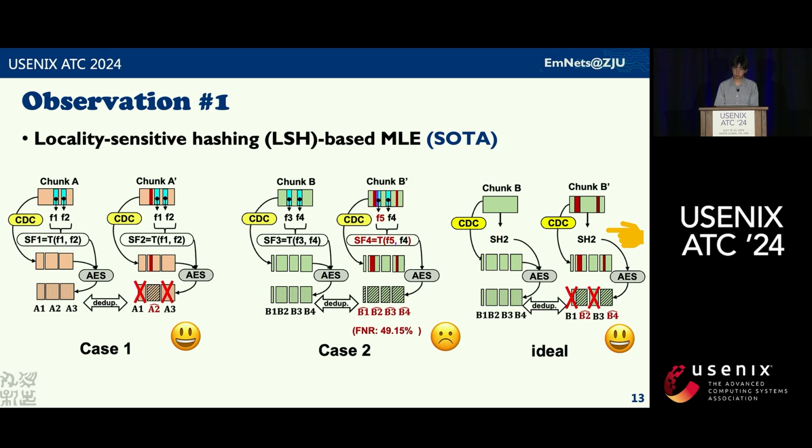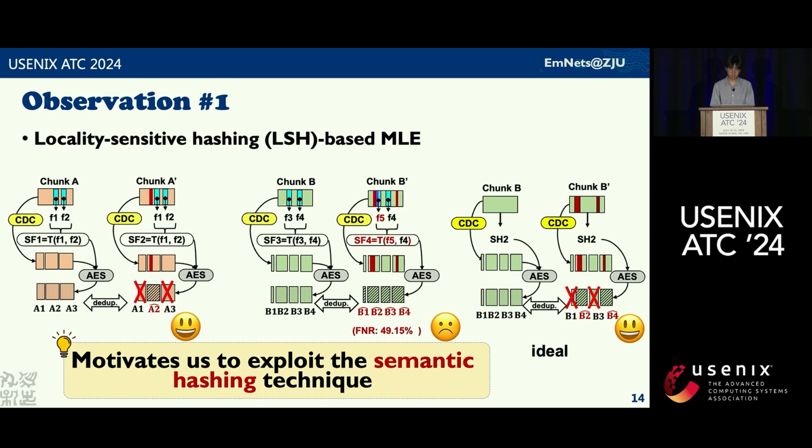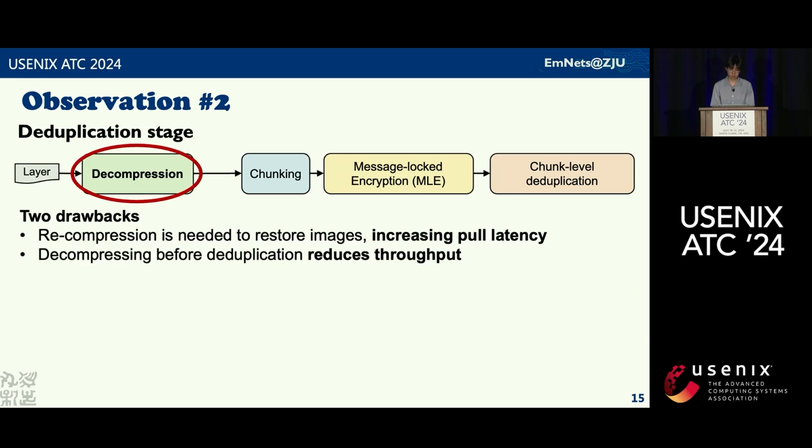Ideally, since chunk B and chunk B prime have a high similarity, they should calculate the same hash value and thus derive the same key, allowing subchunks B1 and B3 to be deduplicated. So this motivates us to exploit the semantic hashing technique to leverage the chunk content semantics to generate the key.